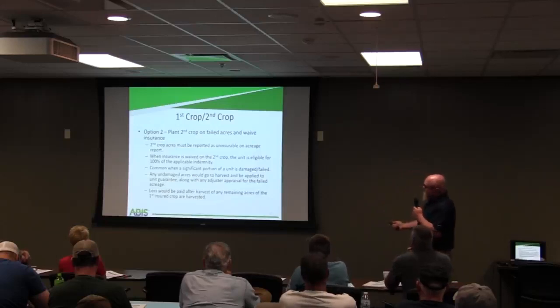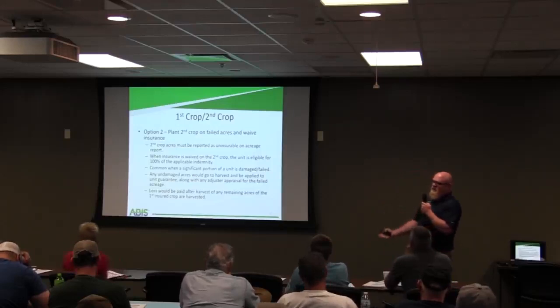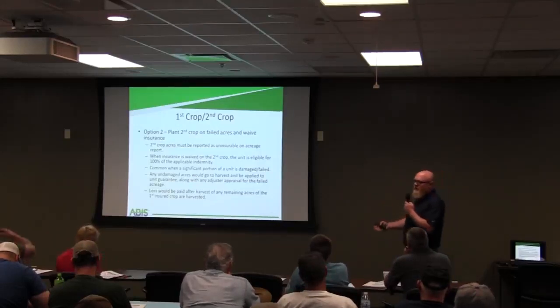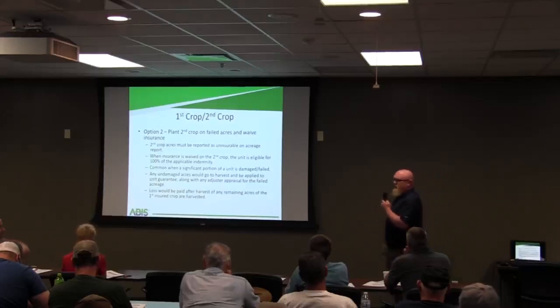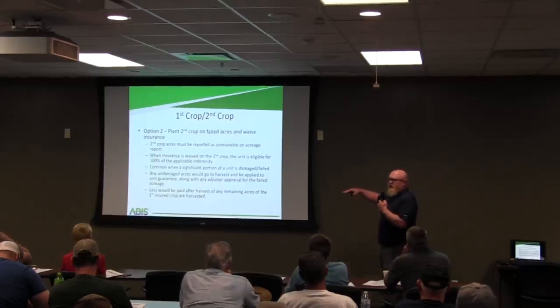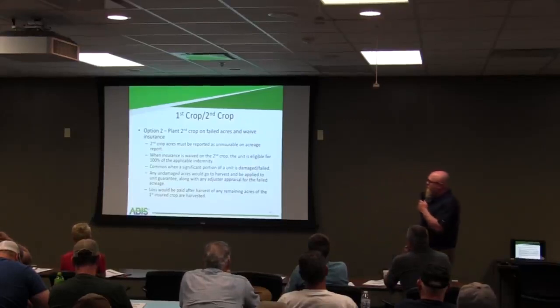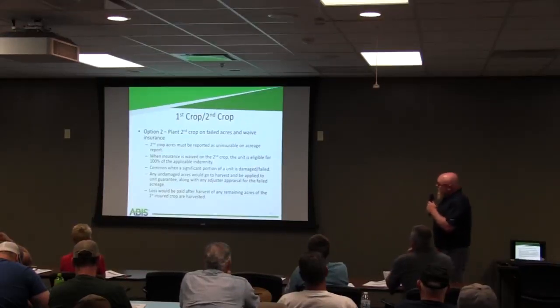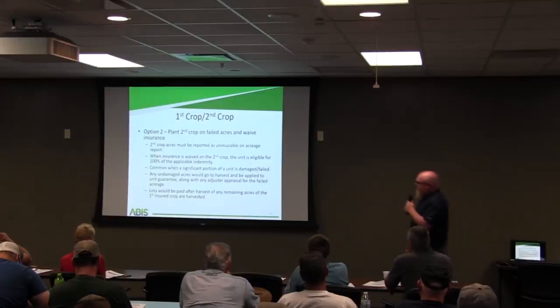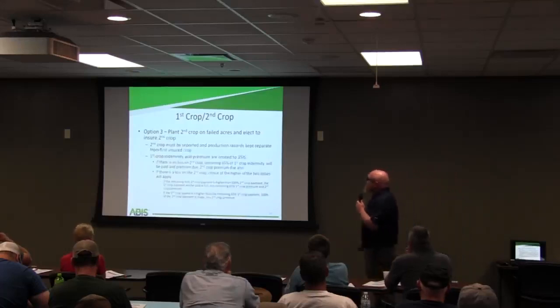Any undamaged acres would go to harvest and be applied to the unit guarantee. So if you had 60 acres of a farm that flooded and 20 were left standing, you take those 20 to harvest, and then any loss would be reduced by the bushels that you were able to harvest there. Losses would be paid after harvest on any of the remaining acres if the insured crop does go to harvest.